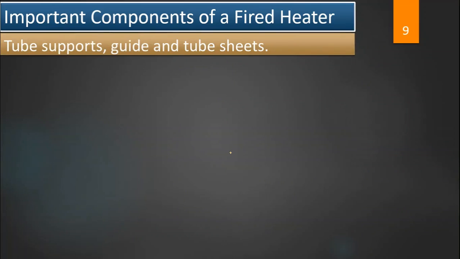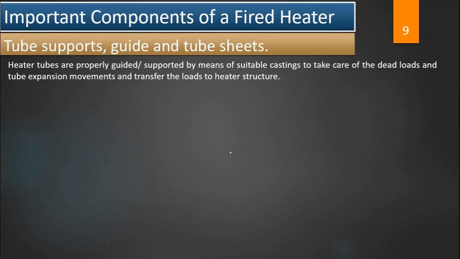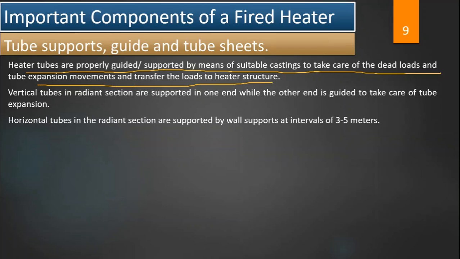Coming to the next one, the tube supports, guides and the tube sheets. Heater tubes are properly guided and supported by suitable casting to take care of the dead loads of the pipe. That's why we need the supports and guides or the tube sheets to maintain the tubes in the furnace, and also to take care of the expansion movement of the tubes.